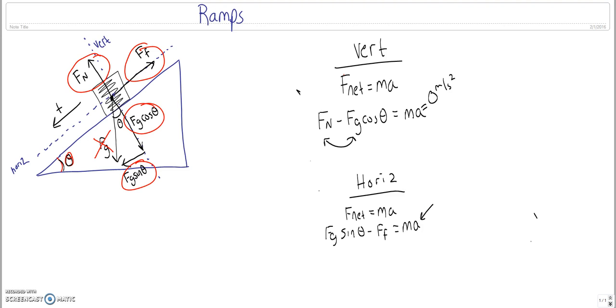Anyways, that's how you set up the problems. That's how you set up the force diagrams. That's how you set up the vertical and the horizontal forces. At this point, you can now go to the problem, insert the correct information, and solve for what you needed. I think that's about it.